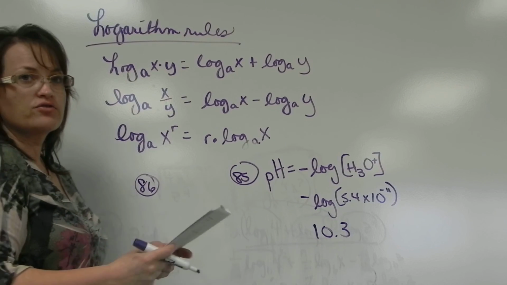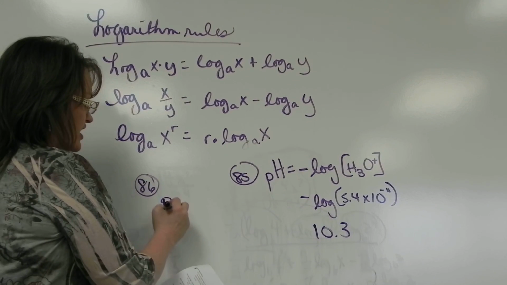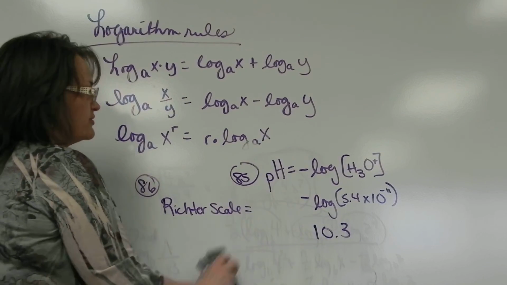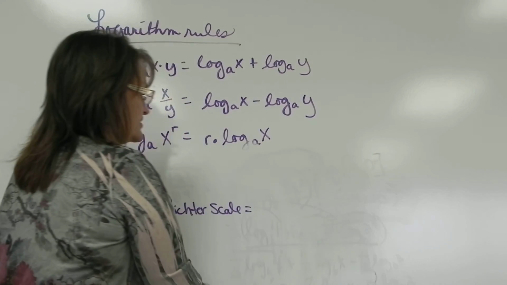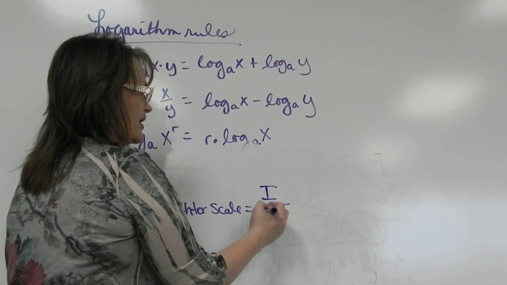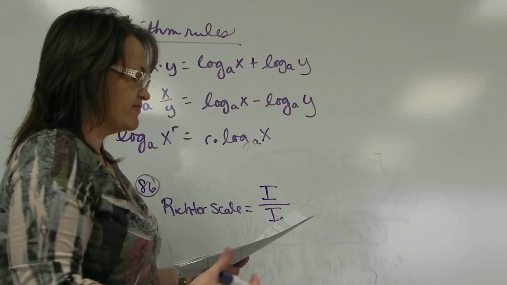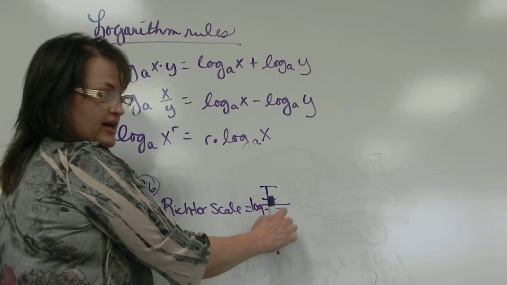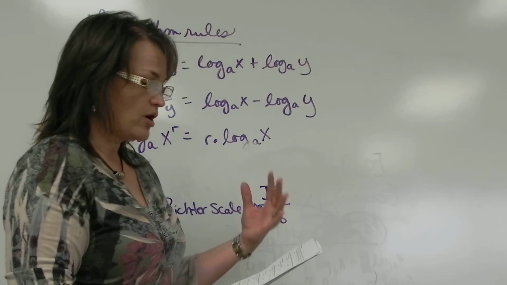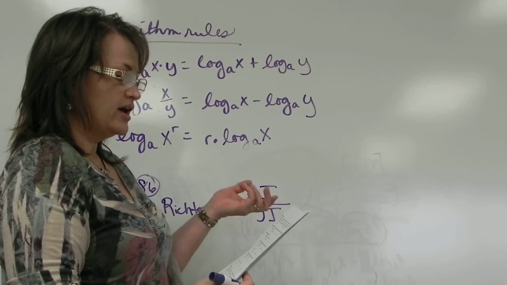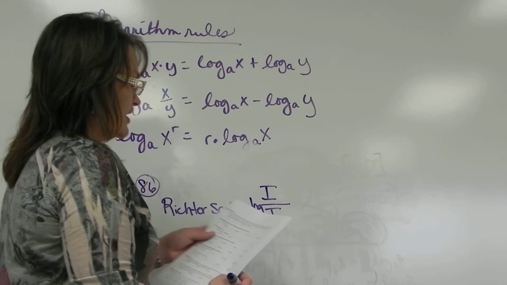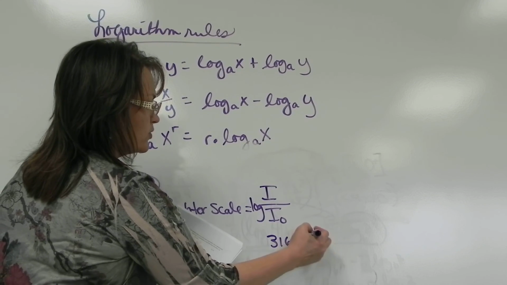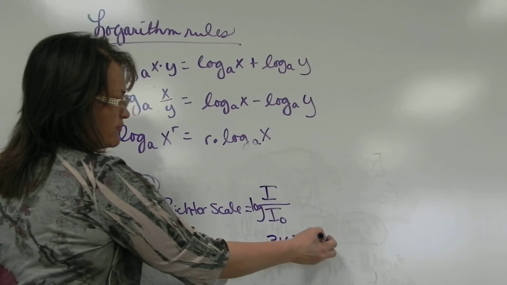Okay, 86 is another formula problem. It tells us that a Richter scale value can be found by measuring the intensity of an earthquake divided by a reference level intensity that's given in our problem, and then taking the log of that. The formula is log of intensity divided by reference intensity. Then it tells us that they've recorded an earthquake that had an intensity that was 31,623 times the reference intensity.